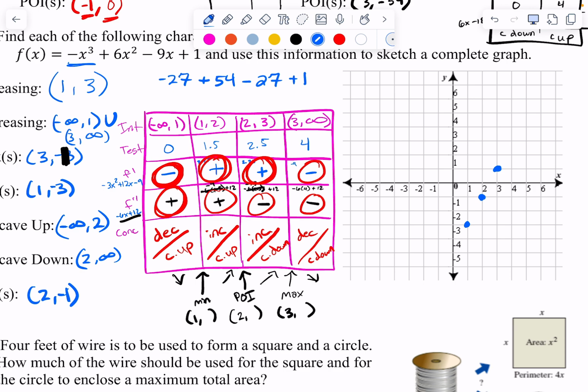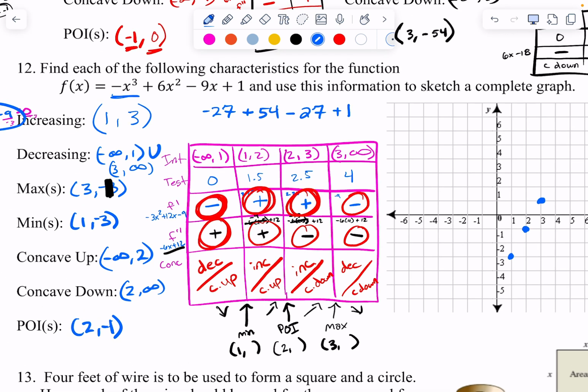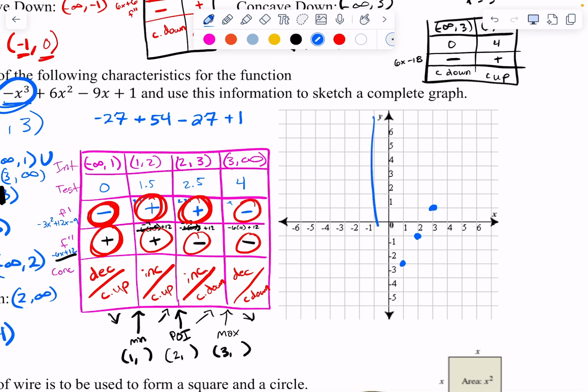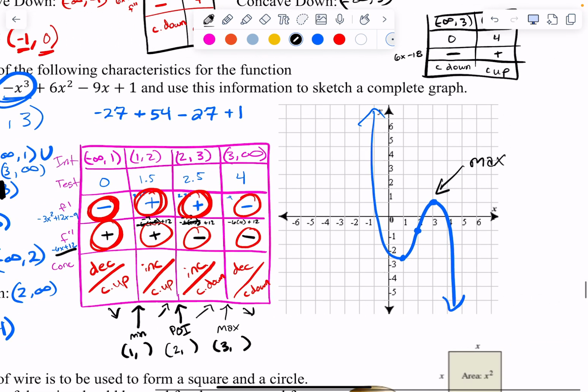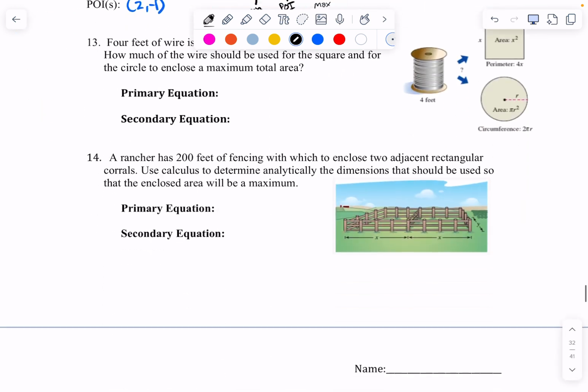So those 3 spots. What does he look like? Negative x cubed, going downhill. Okay, was this supposed to be a max? 3, 1 was a max? Yep. My min is right here? Yep. This is a POI? Yep. Looks great. That's my sketch.